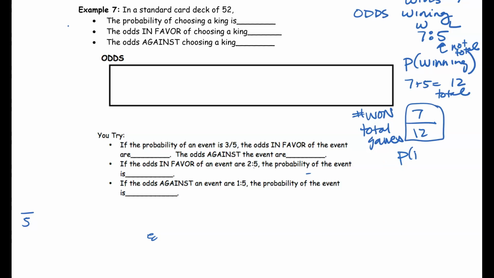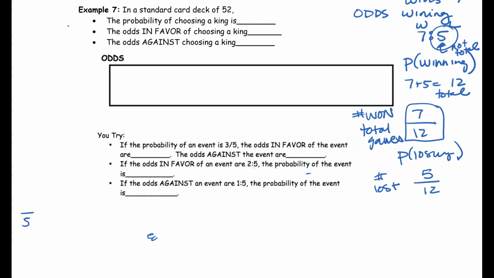If I want to know the probability of losing, then I take the number of games lost. So in this case, it'd be 5 divided by the total, which is 12. So the odds are related to the probability, but you have to take the numbers within the odds and add them together to get the total in order to find probability.